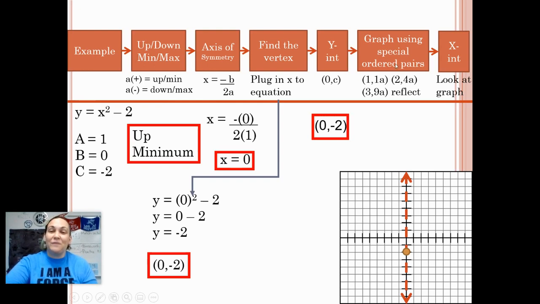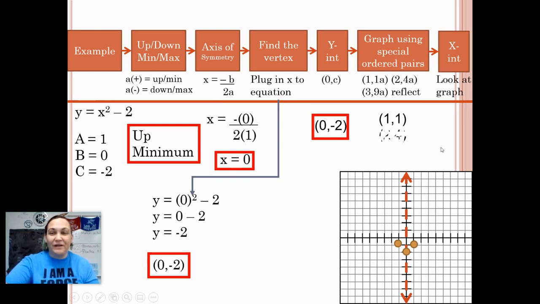Next, I'm going to use my special ordered pairs. For the special ordered pairs, you're supposed to multiply the y-coordinate by the letter a. In this problem, a is 1. So my y-coordinates will not change because when I multiply by 1, it stays the same. My first special ordered pair is 1, 1. So I'm going to put my pencil on my vertex, and I'm going to go right 1 and up 1. And then we reflect, so we also go left 1 and up 1.